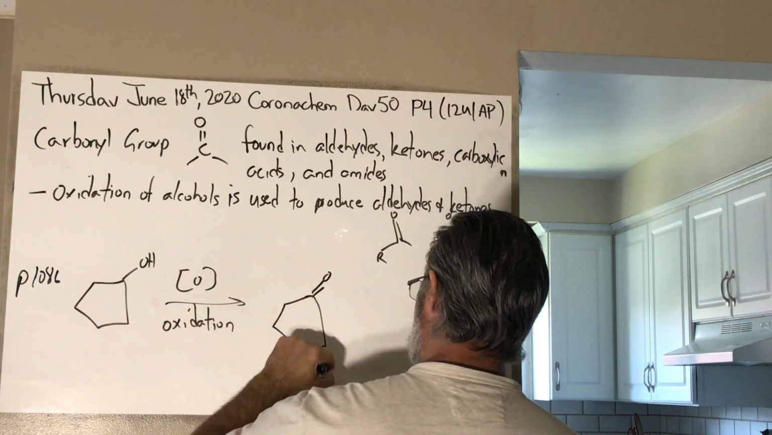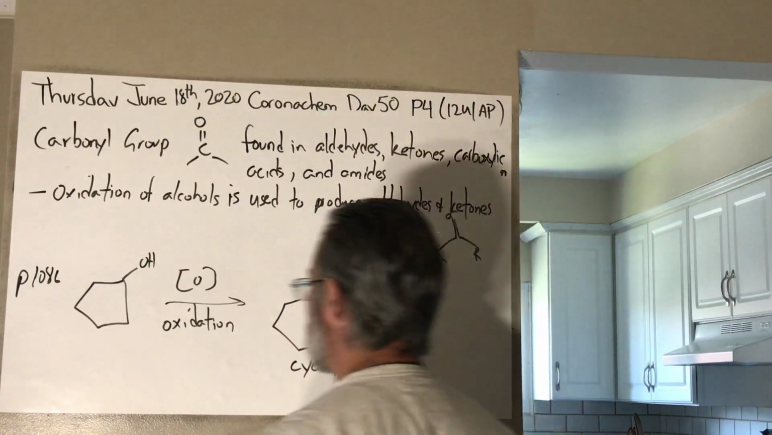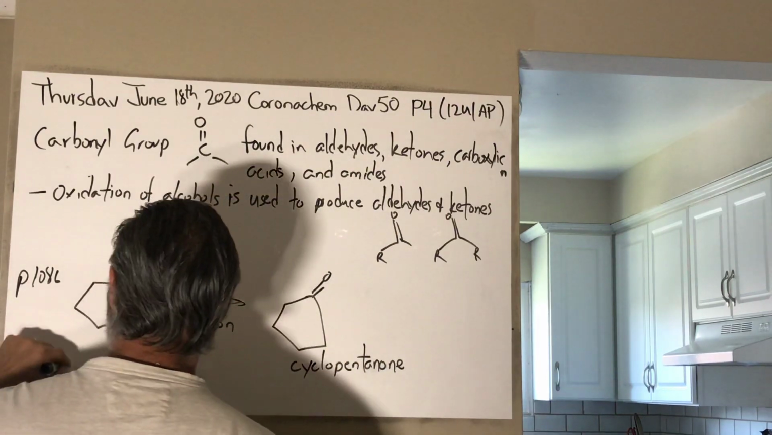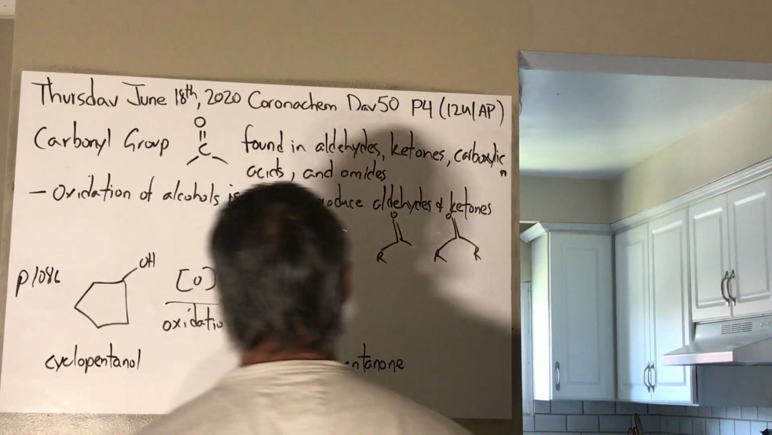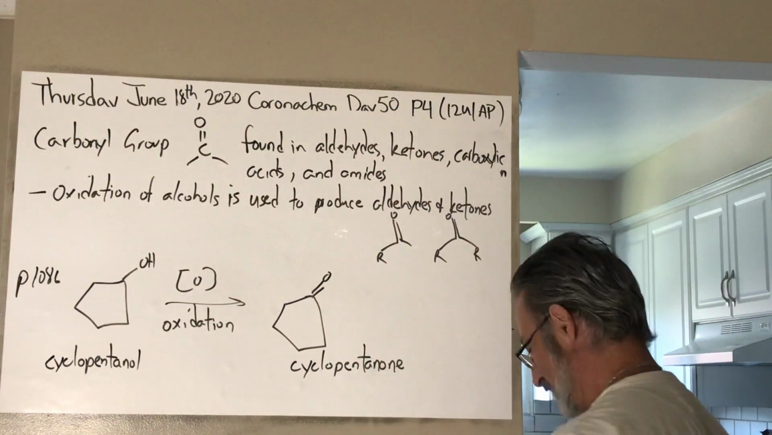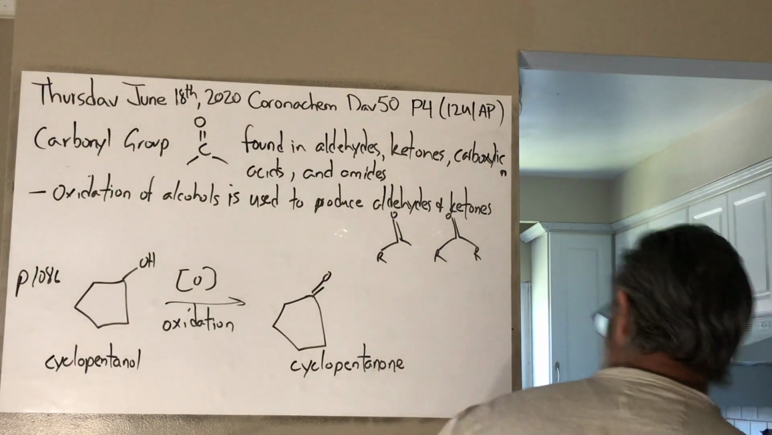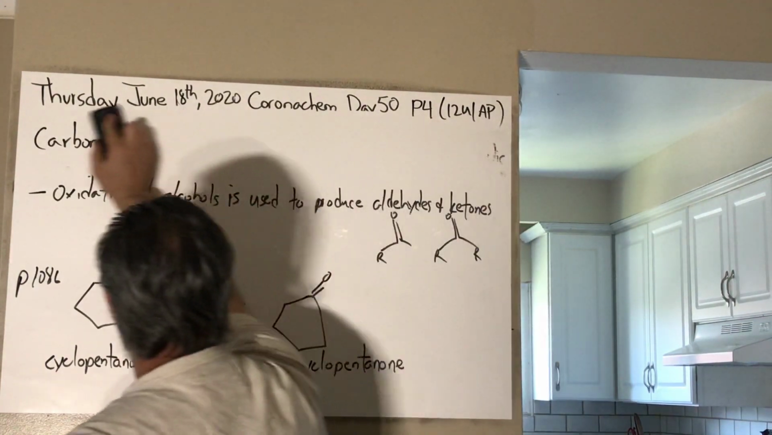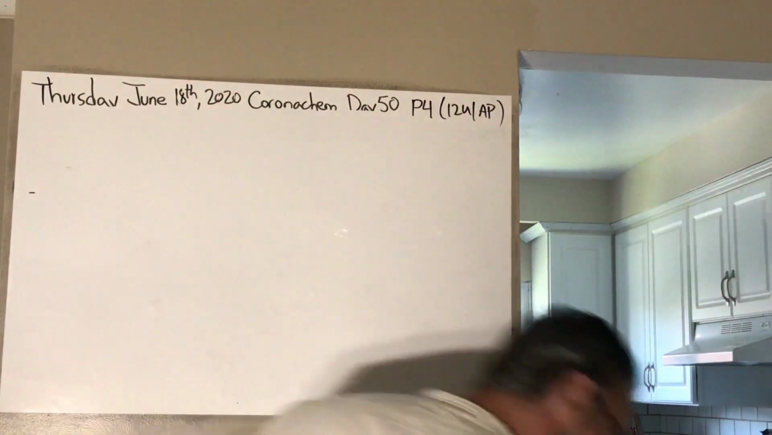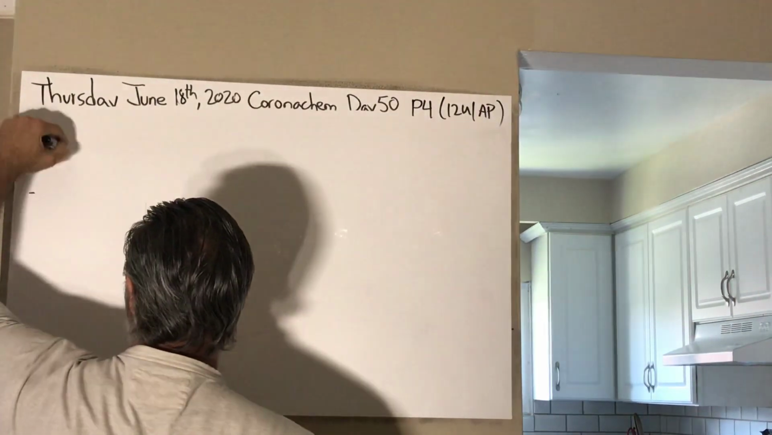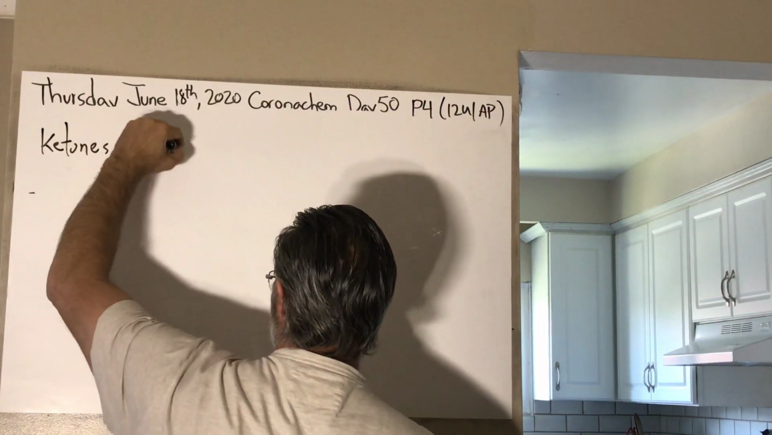So cyclopentanone and cyclopentanol. All right, so oxidation of cyclopentanol can give you cyclopentanone. Ketones also are important solvents. You can use the magic of pause there if you need more time to copy. Ketones are important solvents.